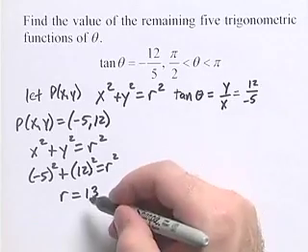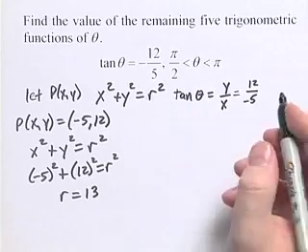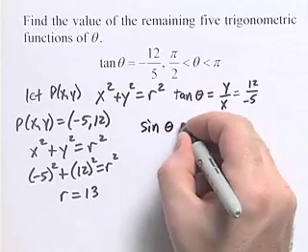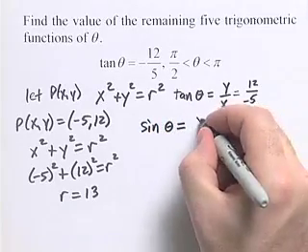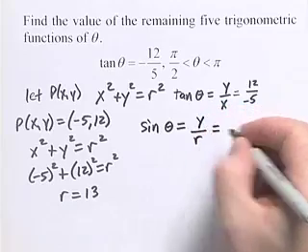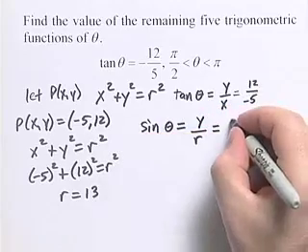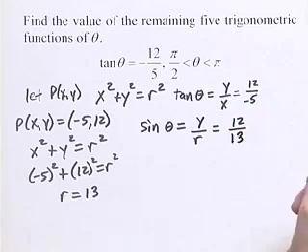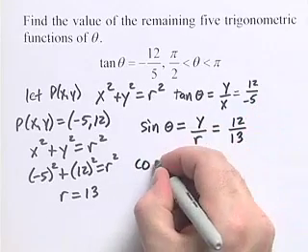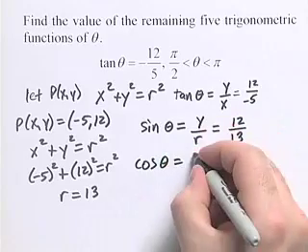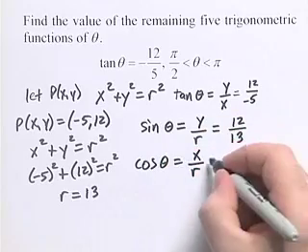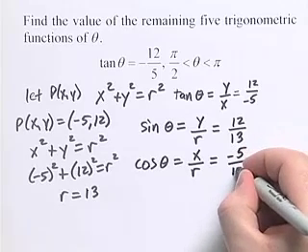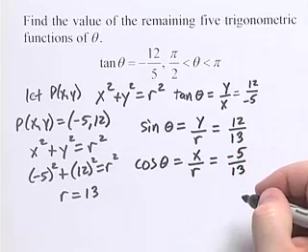Now that we know x, y, and r, we'll find the remaining 5 trig functions. We'll start with sine. The sine of theta is equal to y over r. We know that y is 12 and r is 13, so we get sine of theta is 12/13. For cosine theta, it will be x over r. Put in our value for x, that's negative 5. r is 13, so cosine is negative 5 over 13.